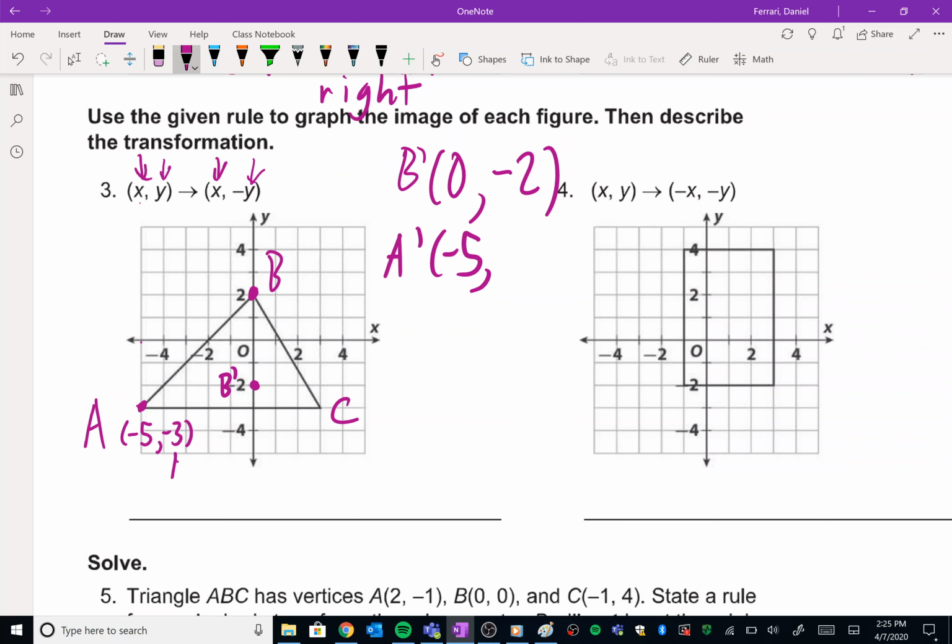Well, what is the opposite of negative 3? What's the negative of negative 3? If you remember back to our integer work, a negative times a negative is a positive. So that means it's negative 5, comma, positive 3. So now let's plot that point. Negative 5, left 5, and then up 1, 2, 3. I'm going to plot our point right here. And this one is A prime.